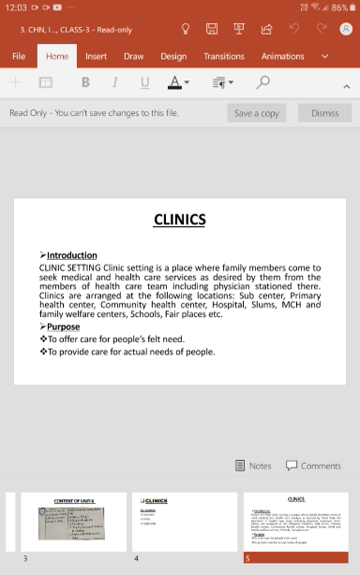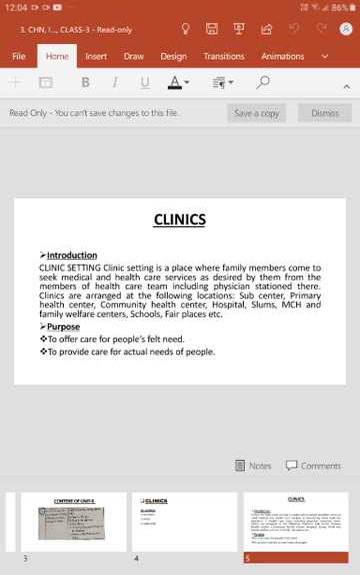The clinic is there for giving services to the people, both medical as well as healthcare services. There we can see the physician as well as the nurse providing the needed health services. Then the purpose of a clinic is to offer care for the people's felt need. Whoever needs the care, we offer the medical as well as the healthcare services.